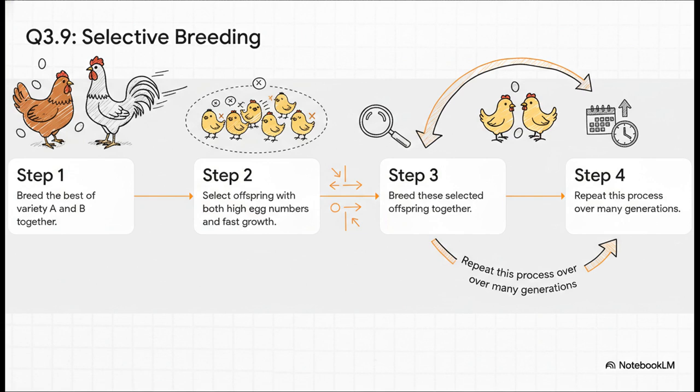Step 1, you take the best of variety A, say the best egg layers, and the best of variety B, the fastest growers, and you breed them together. Step 2, you look at their babies, their offspring, and you pick the ones that have both traits you want. Step 3, you breed those selected offspring together. And step 4, and this is the one people always forget, you have to say that you repeat this whole process for many or several generations. That's the key to getting that last mark.